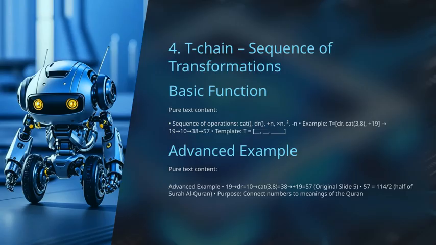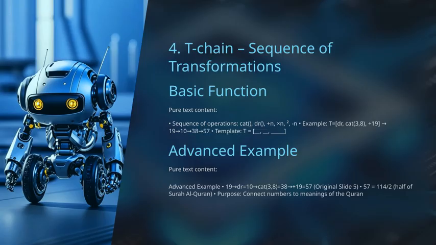For example, if we have t equals doctor, cat 3, 8, plus 19, we start with the number 19, then apply doctor to get 10, then cat 3, 8 to reach 38, and finally add 19 to arrive at 57. You can think of this as a template where we fill in the operations, like t equals, to create different transformation sequences.